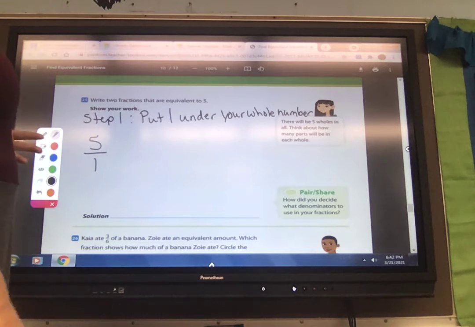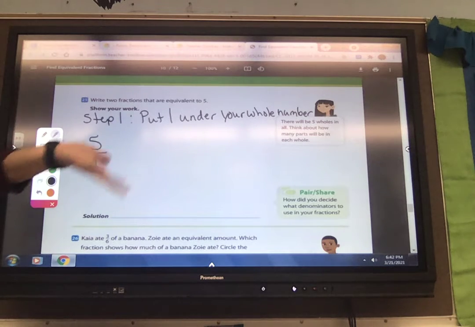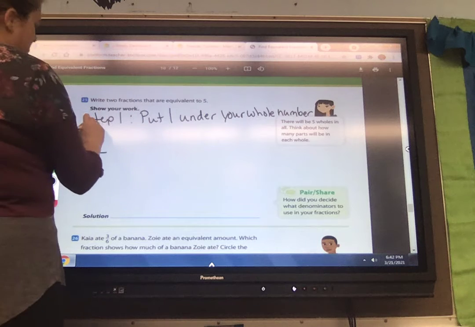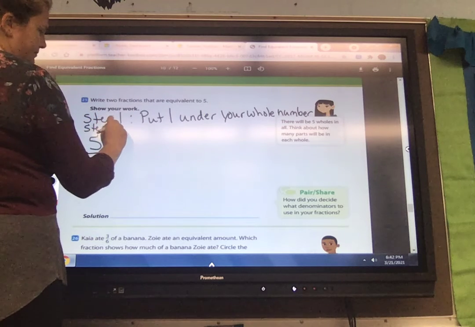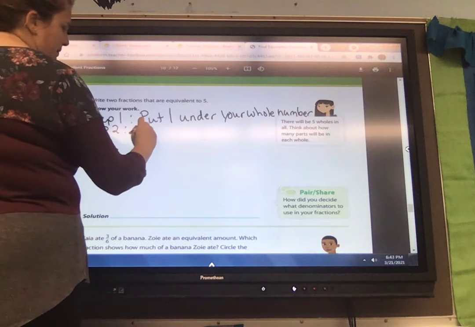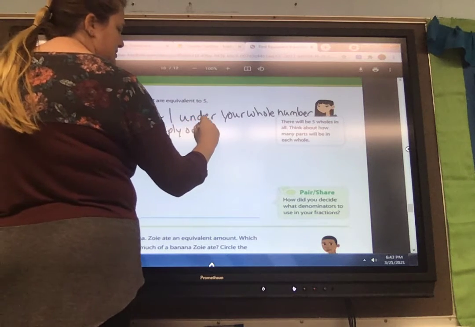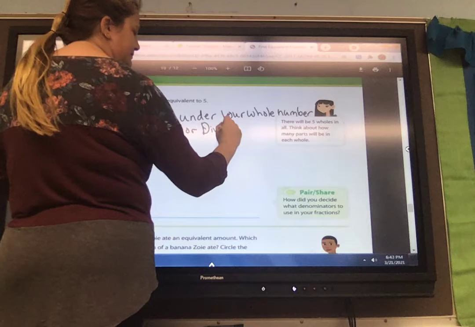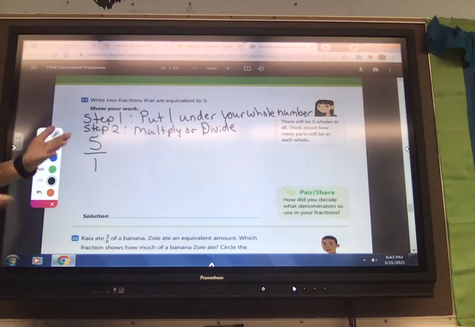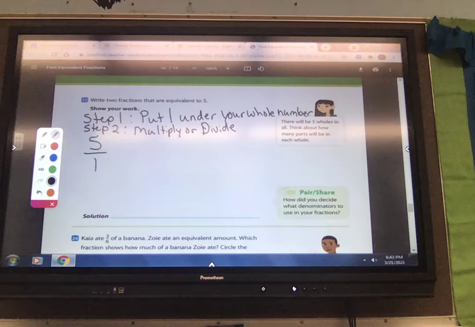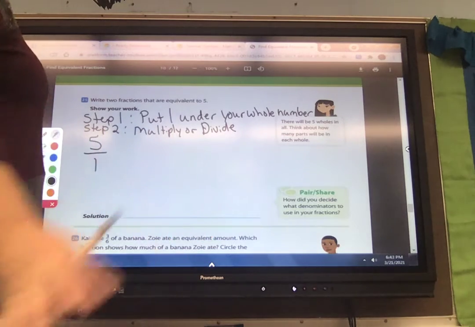Now, the next thing is, our rule says whatever I do to the top, I have to do to the bottom. So step 2, multiply or divide. And remember, whatever you decide to do, you have to do the top and the bottom. So I don't want to divide here because 1, I cannot go any smaller than 1. So I'm going to multiply.